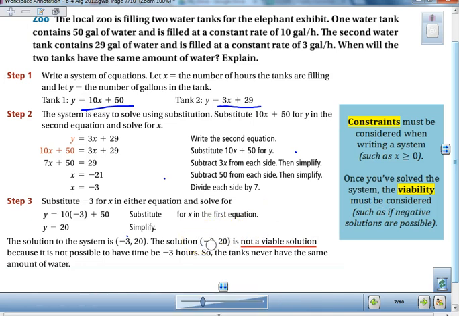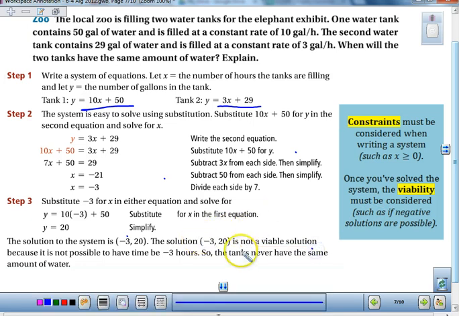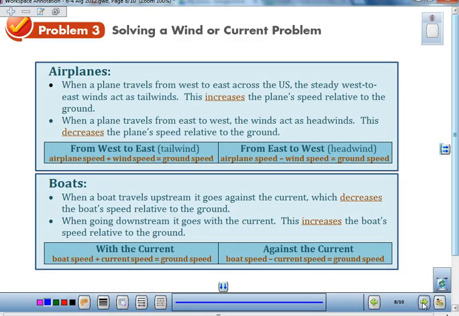And so in this case, (negative 3, 20) is not a viable solution because it is not possible to have time being negative 3 hours. So the tank never has the same amount of water. It says, when will the tanks have the same amount? It will never have the same amount of water. They're never going to intersect. In this case, it's what's considered not a viable solution.